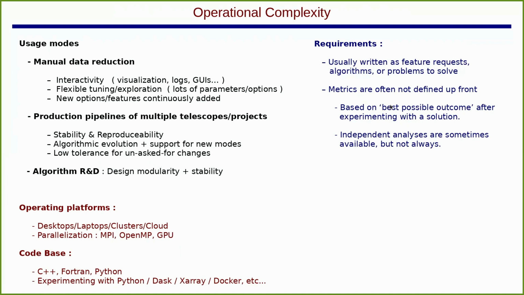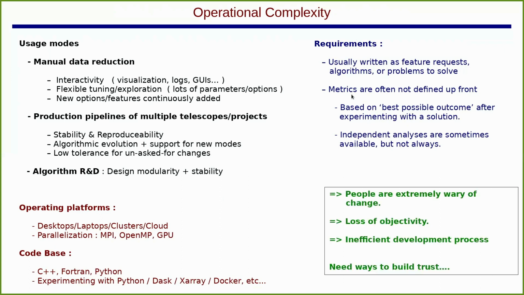The fact that metrics aren't always defined upfront, because sometimes it's just not possible, means your truth values keep changing based on your current output from the software. And so when the software changes, all of that has to be re-evaluated again. And so in the end, all this put together, people have generally become extremely wary of change.